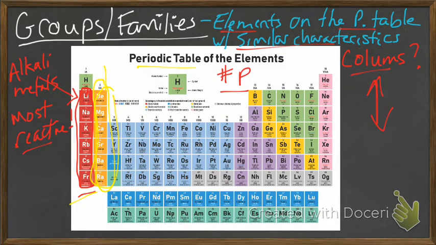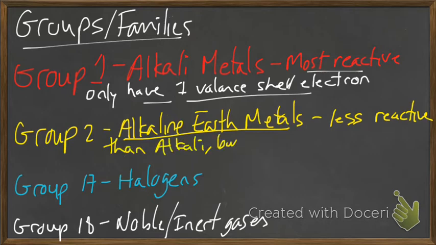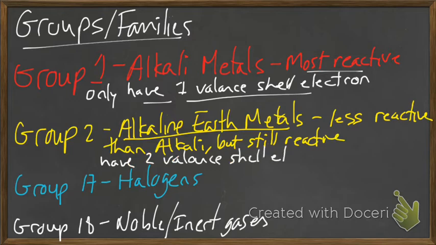Group 2 right here, beryllium, magnesium, calcium, strontium, barium, and radium. These are called the alkaline earth metals. These are less reactive than alkali, but still reactive. They have 2 valence shell electrons. So they need to lose 2 of them to have a balanced shell, so they're less reactive.